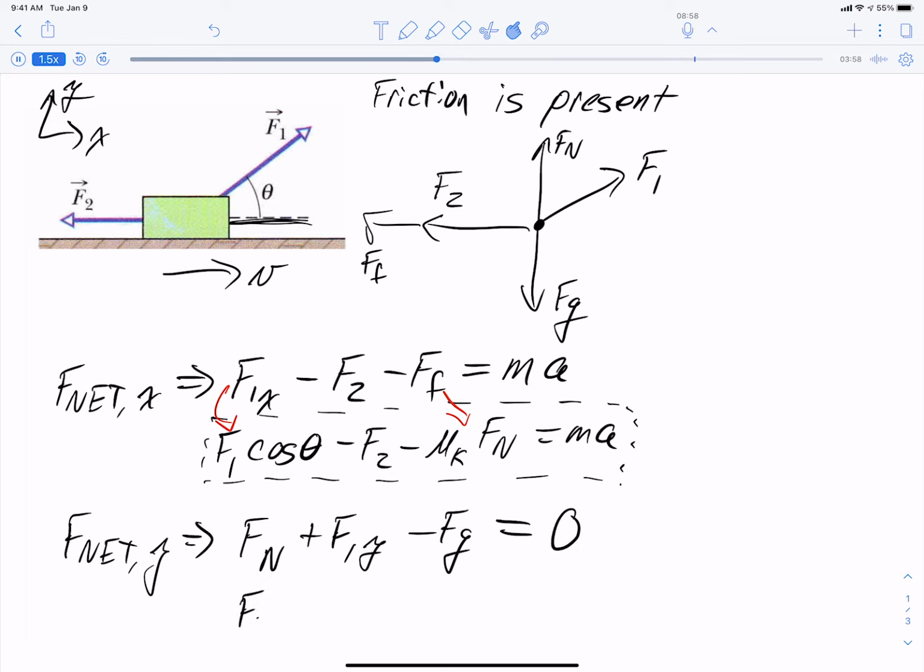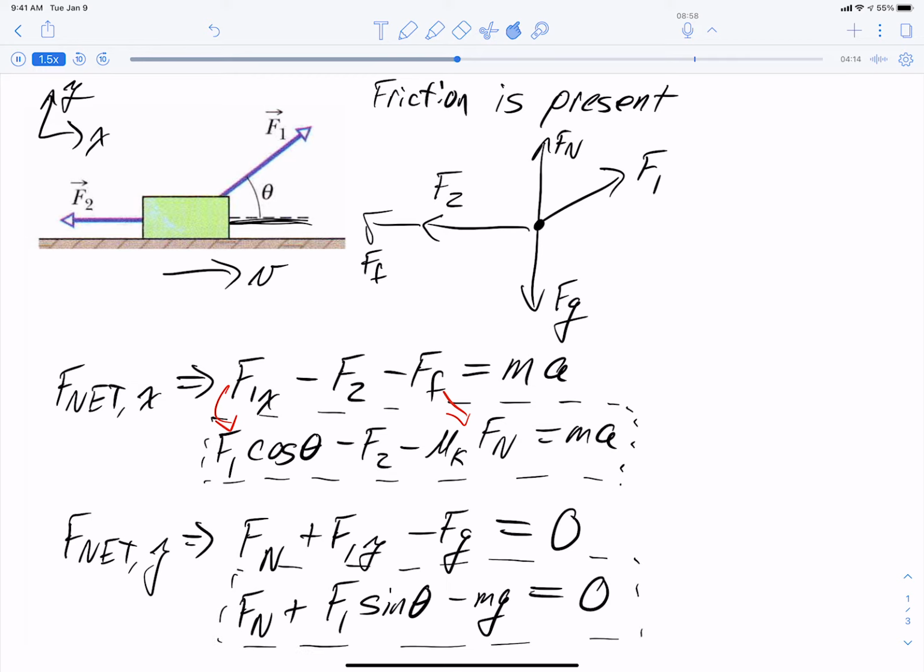And then the one additional step of breaking this force into components, that's going to be F1 sine theta, and then the force of gravity we can always write as the mass of the object times g, and that's equal to 0. Okay, so now we have the two net force equations for the object, and if this were a homework problem or a written exam problem, you could solve for whatever's unknown, but that's as far as I'm asking you to go for this interview.